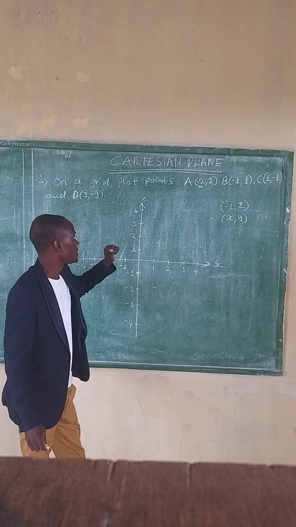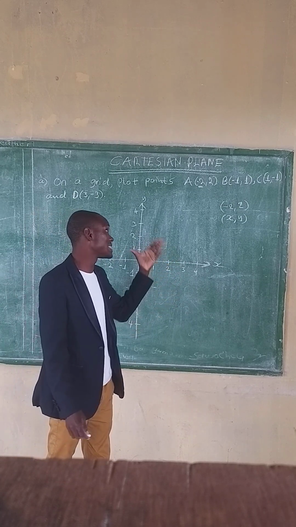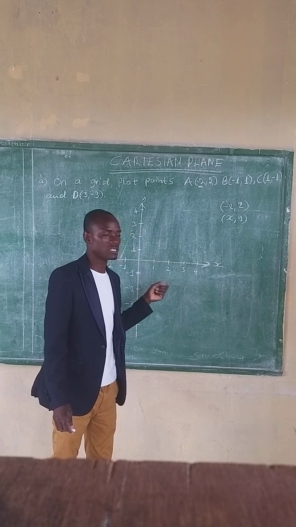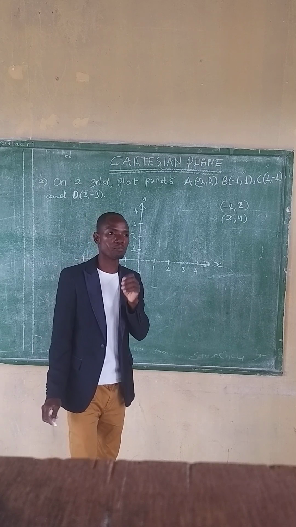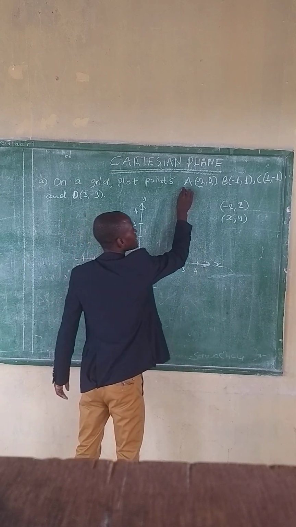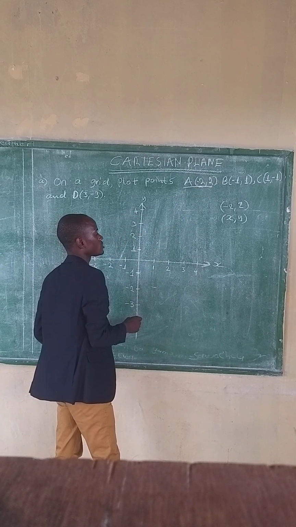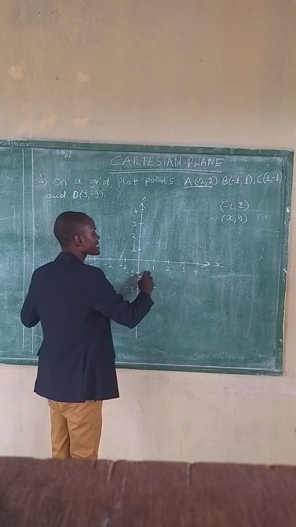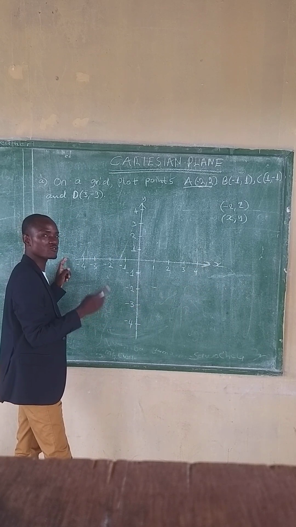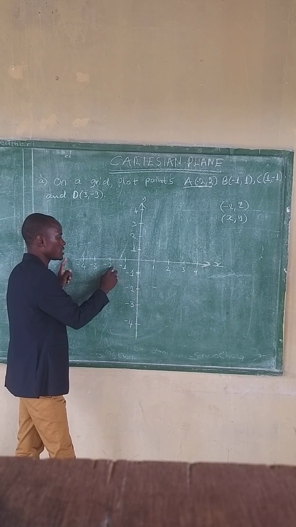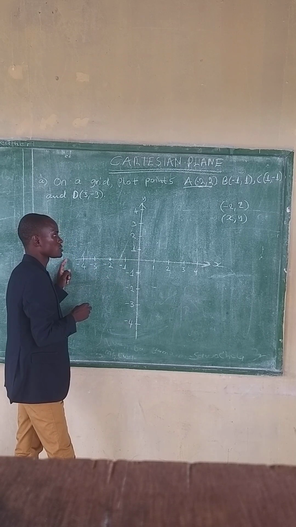So now we are going to start plotting them on this grid. Whenever you want to plot these points on this grid, you must always start with the point from x. Always start with the point from x. So for the first point we have been given, A is (-2, 2). You go where the x-axis is. This is the x-axis, so you check for where -2 is. As you can see, this is where -2 is.